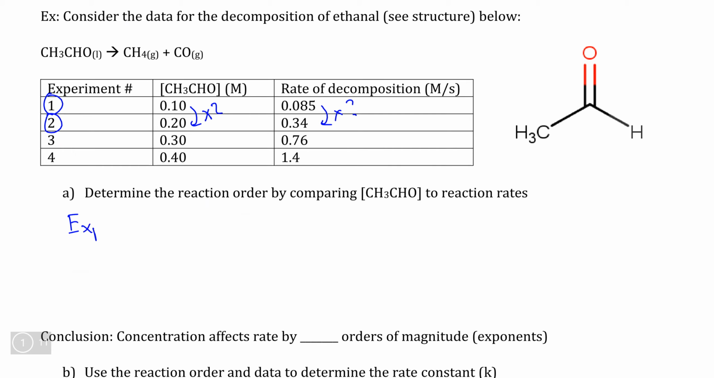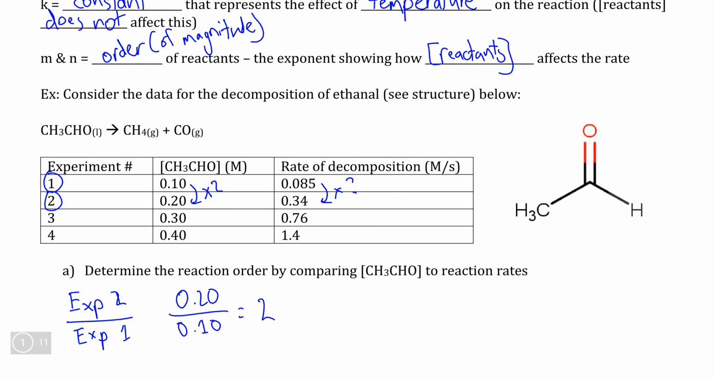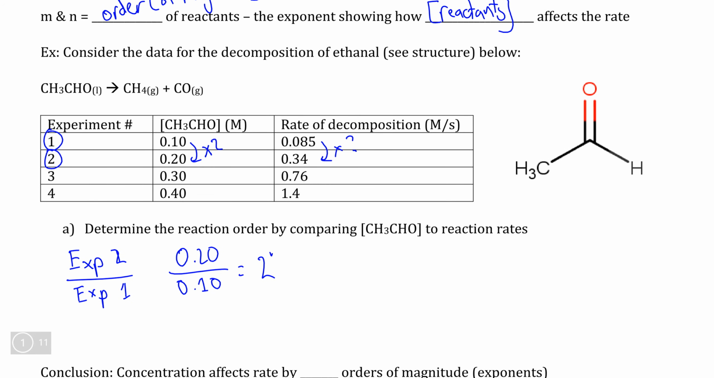If we compare experiment 2 and divide it by experiment 1's results, we would see here that we have doubled the concentration, and we can show this because 0.2 divided by 0.1 is equal to 2. Now, the exponent we want to solve for in this case, let's just call it m here. What we want to do is figure out what this exponent is by comparing it to the rates of decomposition.